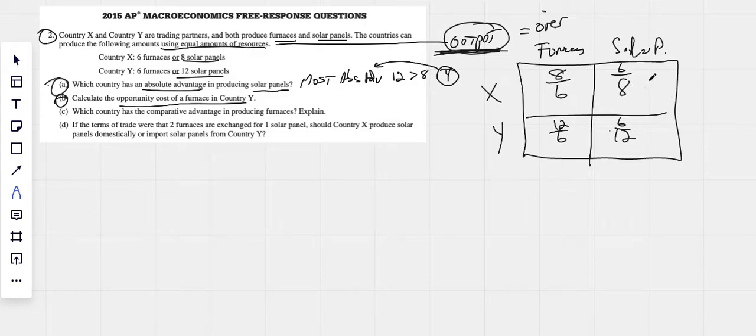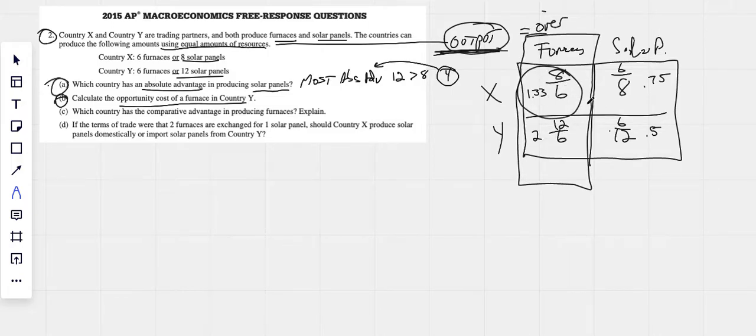6 divided by 8, 0.75. 8 divided by 6, 1.33. 6 goes into 12 two times. 12 into 6, 0.5. And we're going to look in the columns. Make sure we find who has the lowest opportunity cost.